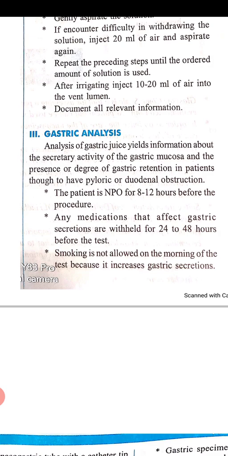Any medications that are provided should also be withheld for 24 to 48 hours before the test.